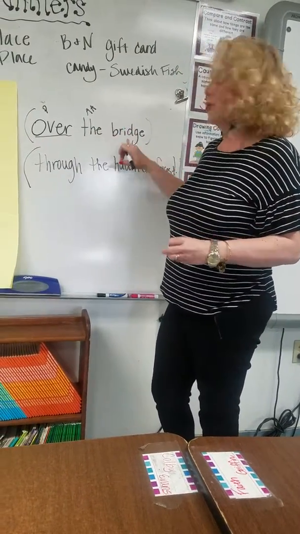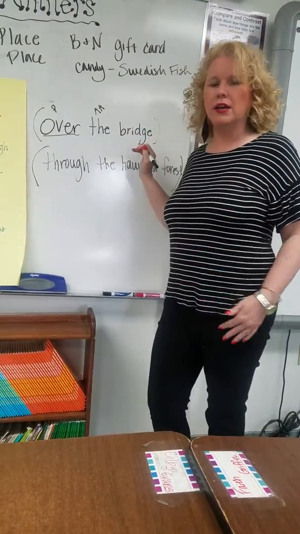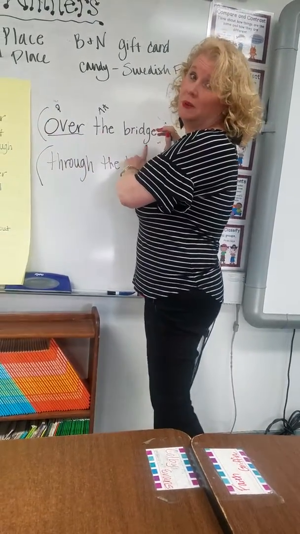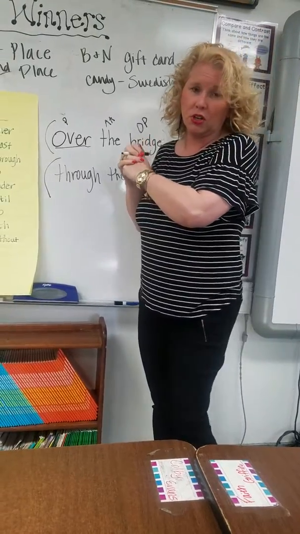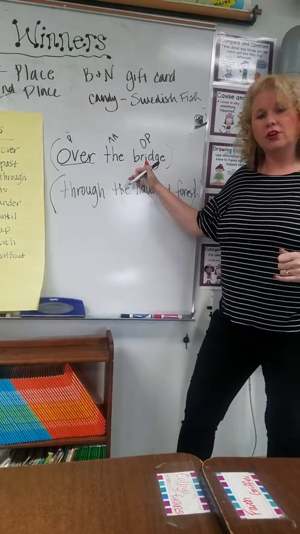And then bridge. Bridge is a noun, it's a person, place, or thing, but I'm not going to write noun over that. In this prepositional phrase, the preposition's always leading me towards something. It's always leading me toward the object of the preposition. Okay, so this here is going to be your object. That's how you're going to wrap up that phrase.